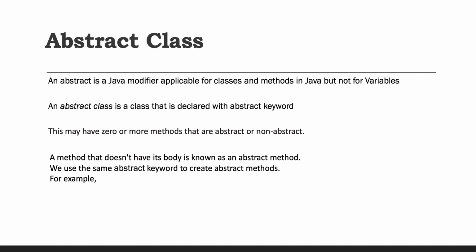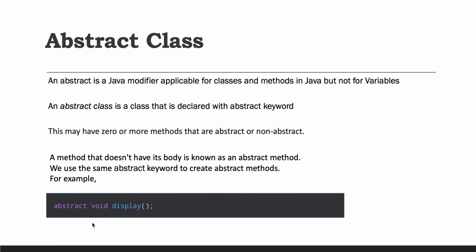A method that does not have its body is known as an abstract method, and when we use the abstract keyword to create it, that is called an abstract method. Let's say this is a simple method, and if we add the keyword abstract before it, the method becomes abstract. Here, if you see, we are terminating right there; we are not providing any starting or ending curly braces for an implementation. Overall, an abstract class is a class which can contain abstract methods and non-abstract methods. Abstract methods do not have any implementation, and non-abstract methods have some implementation.